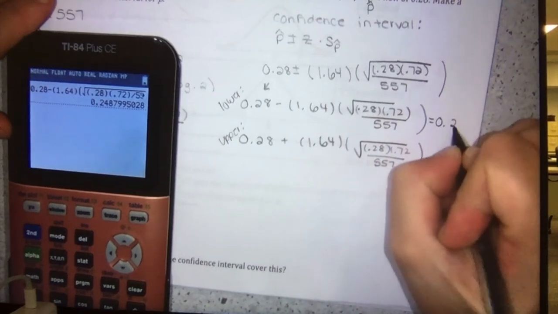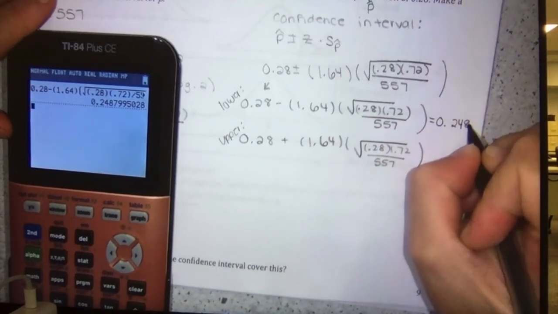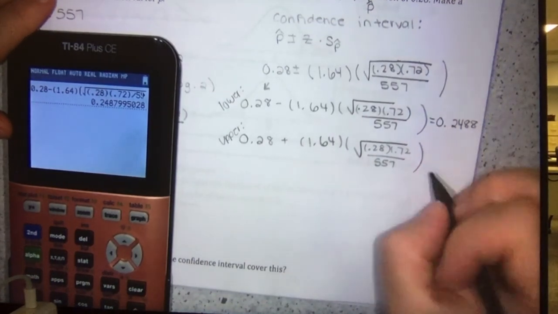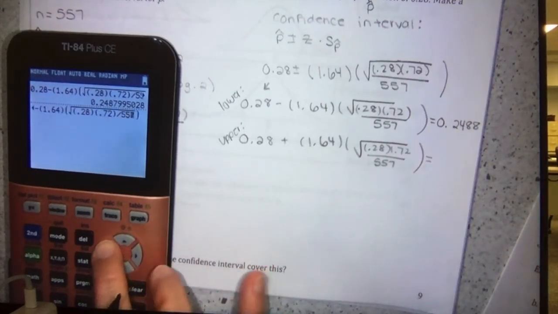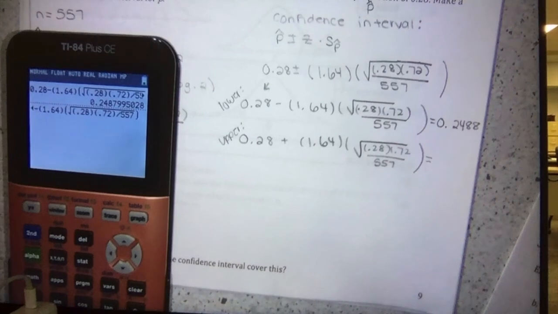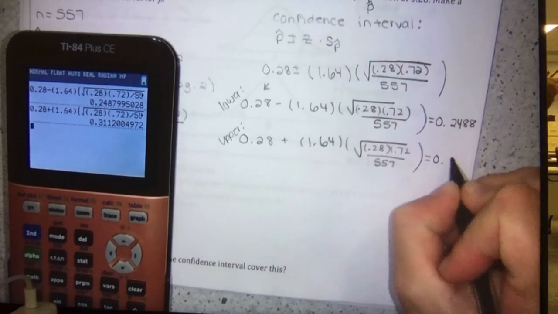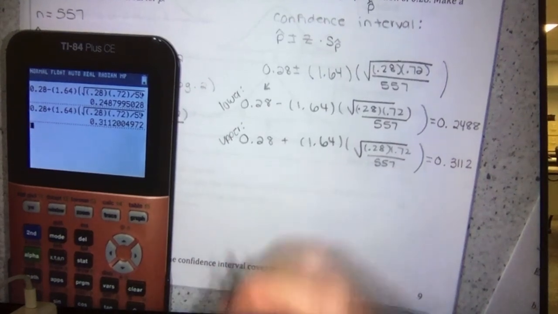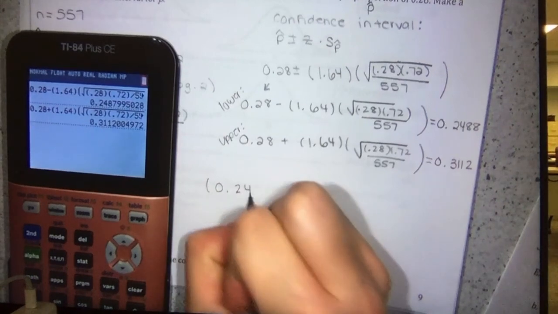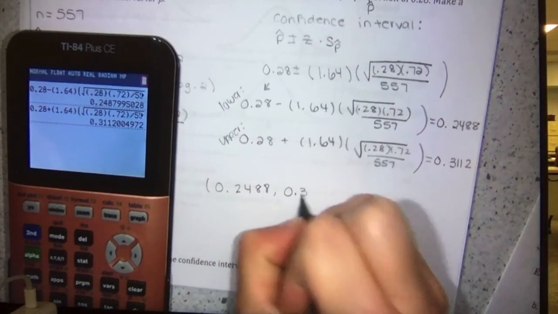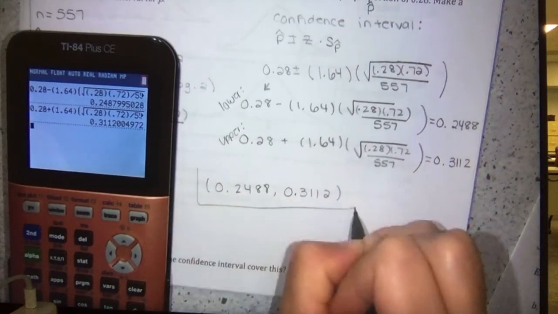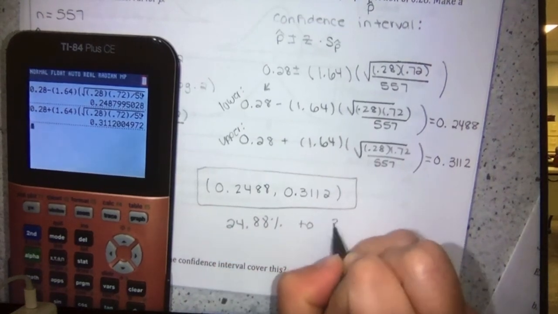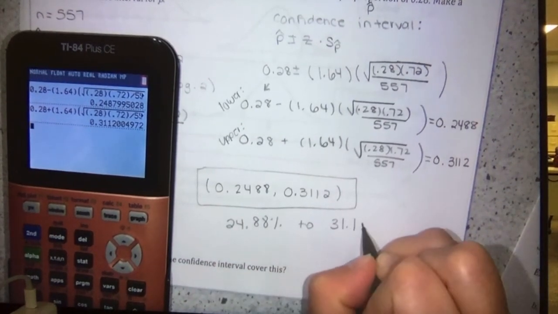0.24879 is going to round up to 0.2488. And then second enter, scrolling over, changing that minus to a plus, we get our upper boundary, 0.31120. So our interval is from 0.2488 to 0.3112. Again, if they want it in percent form, just move the decimal two places, and I'll give you 24.88% to 31.12%.